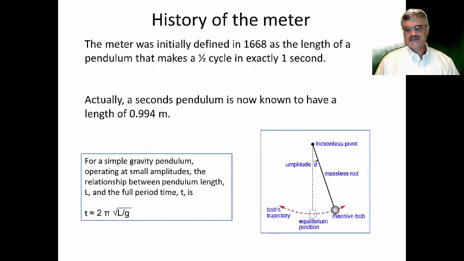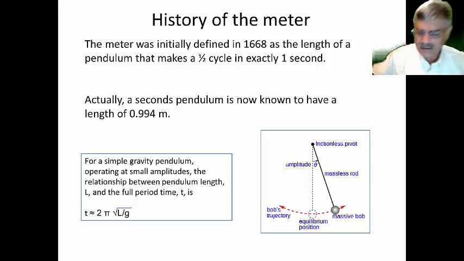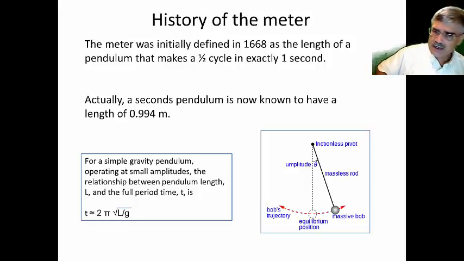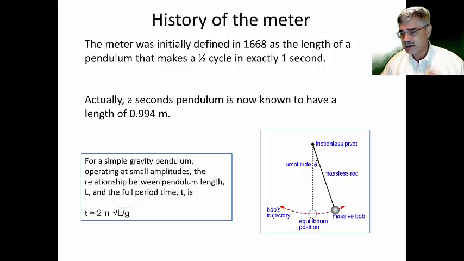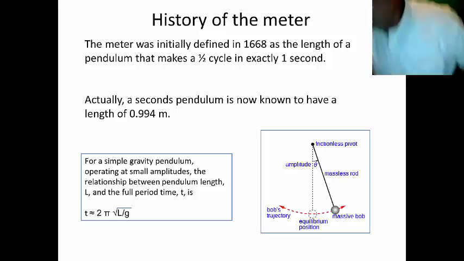I want to digress for just a minute and talk about the meter, which I think is fascinating. The meter was first defined in 1668 as the length of a pendulum that makes 1/2 a cycle in exactly 1 second. I think this is interesting because it shows a connection between distance and time. Now, what do we mean by that? As I said, I don't have a meter stick, but I have a yardstick.